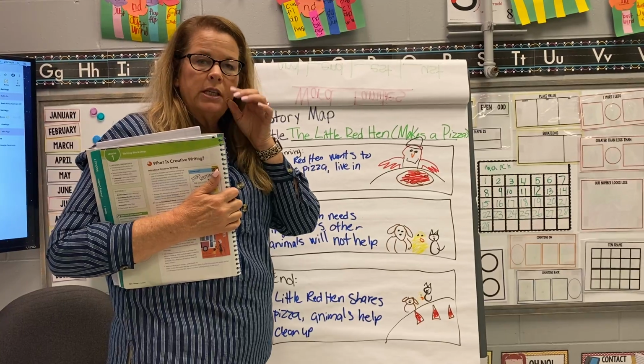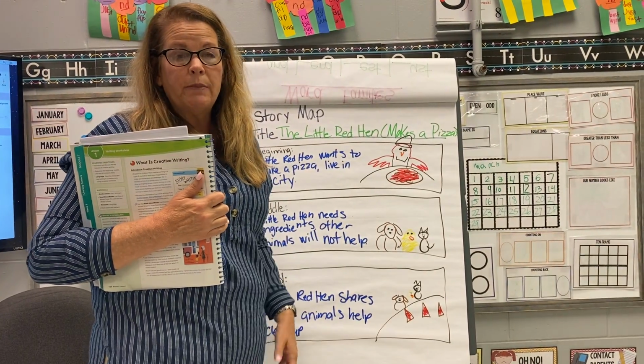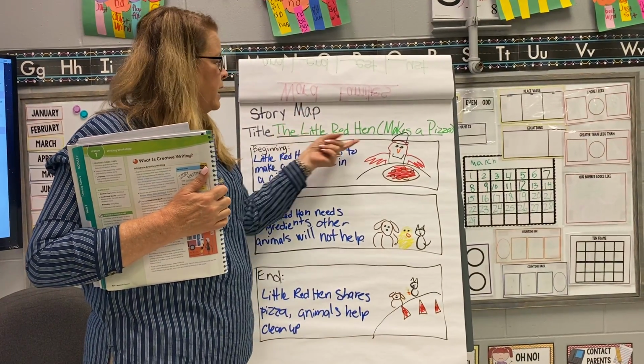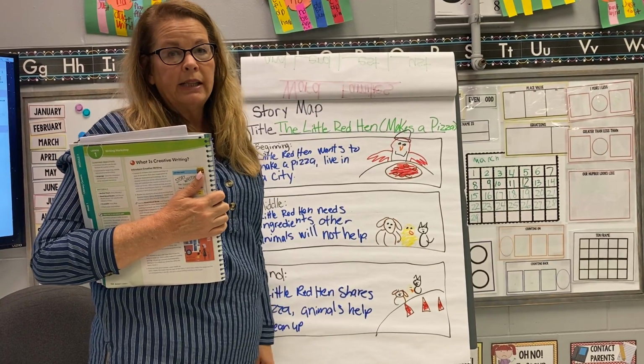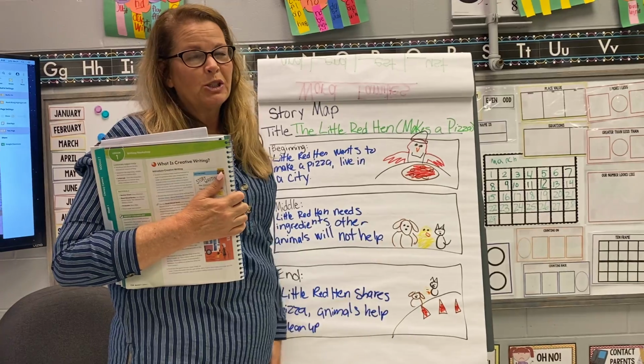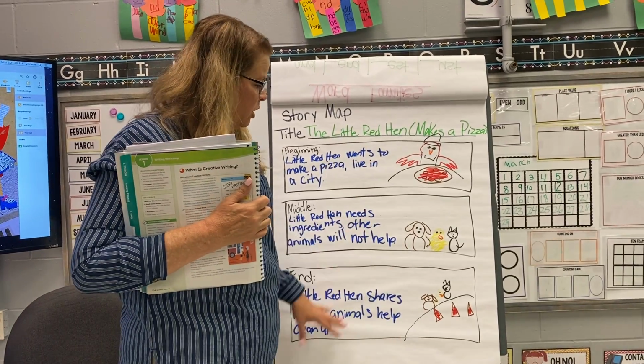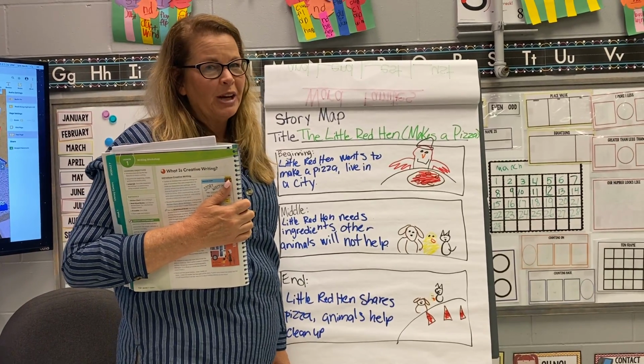I've also included in your assignments on your HMCO website this book again, Little Red Hen Makes a Pizza, and you can read that. Click on the read aloud if you want, but you'll enjoy that story again. So take your notes, fill this out, and we'll see you next time for creative writing.